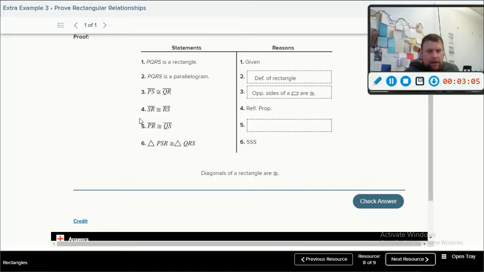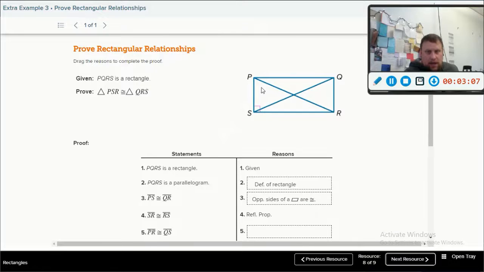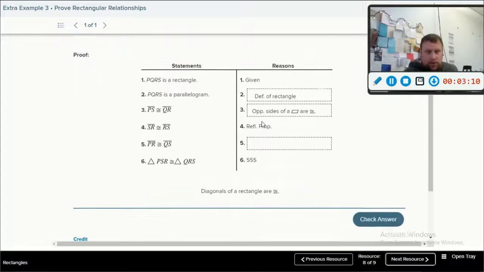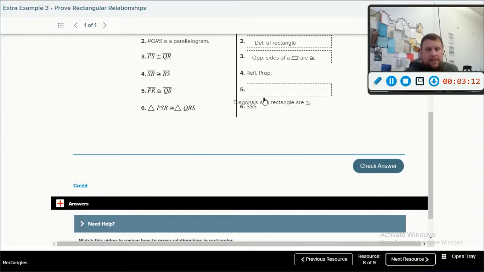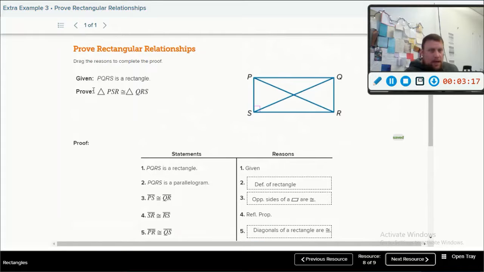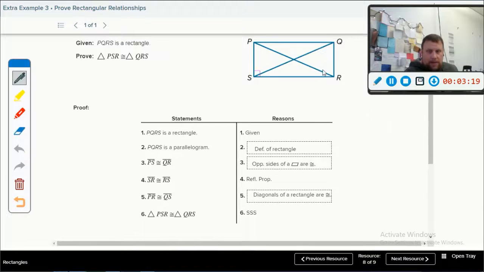And we're going to have PR is congruent to QS. Well, how do we know that? We know that because diagonals of a rectangle are congruent. And so once I have that, I've already said this side equals this side. We said that SR is equal to RS, so SR equals itself. And then now we just proved that QS and PR are congruent as well, because diagonals of a rectangle are congruent.